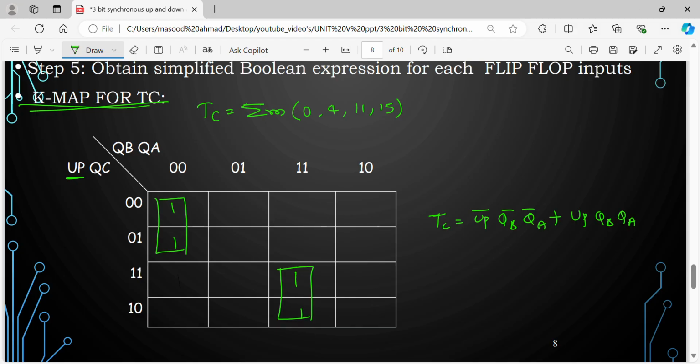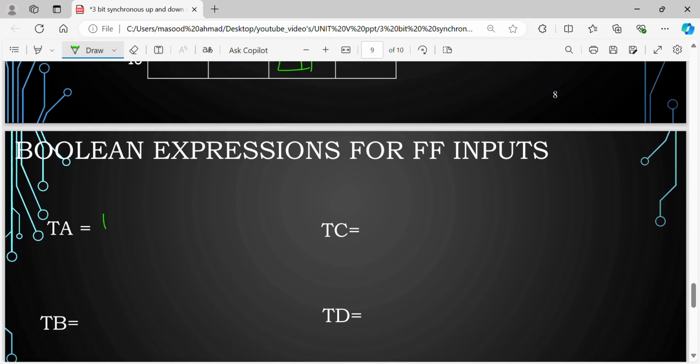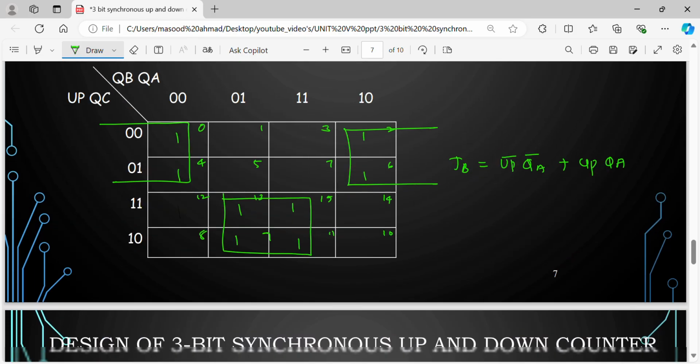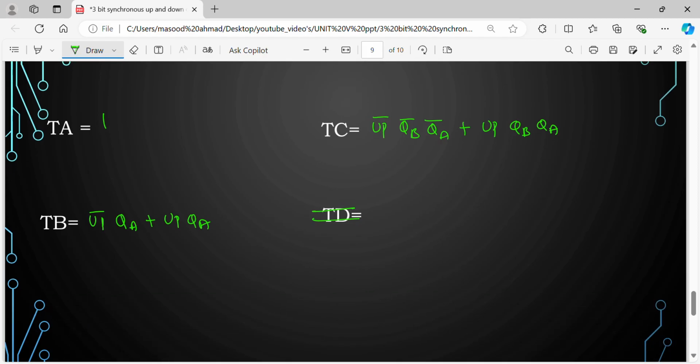Okay. So with this, what I try to do is take 3 flip-flops and try to draw the diagram. So TA is always 1. There is no TD. TB is what we got: QA bar up bar plus QA up. Whereas TC is up bar QB bar QA bar plus up QB QA. Okay.